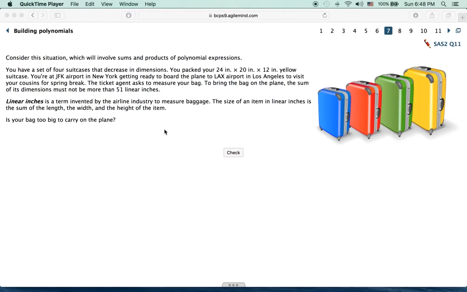So we're looking at a problem that's a little complicated. Let's say you were going to the airport and the airport requires your luggage to have the sum of all of the dimensions of your luggage to be less than or equal to 51 inches. So that's to say, if you added the height, the width, and the length of your luggage, it should be 51 inches or less.